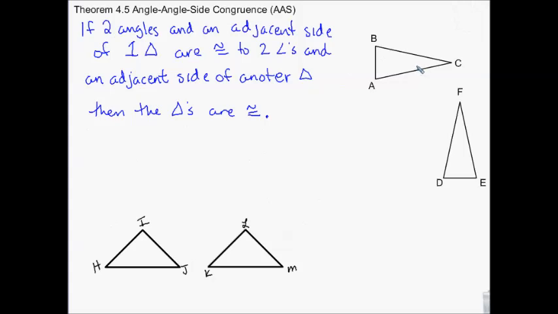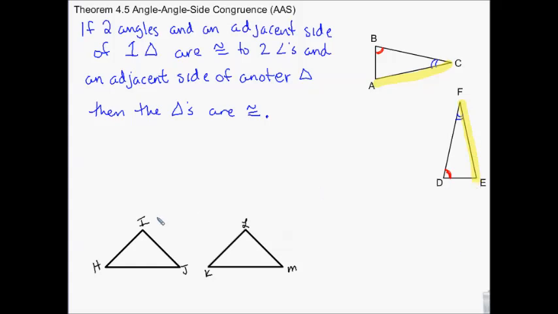Angle, angle, side. Okay, and so it says if two angles and an adjacent side of one triangle are congruent to two angles and an adjacent side of another triangle, then the two triangles are congruent. So if I have, let's say, angle B is congruent to angle D, and C is congruent to F, okay, I need an adjacent side. So I can go angle, angle, side like this.